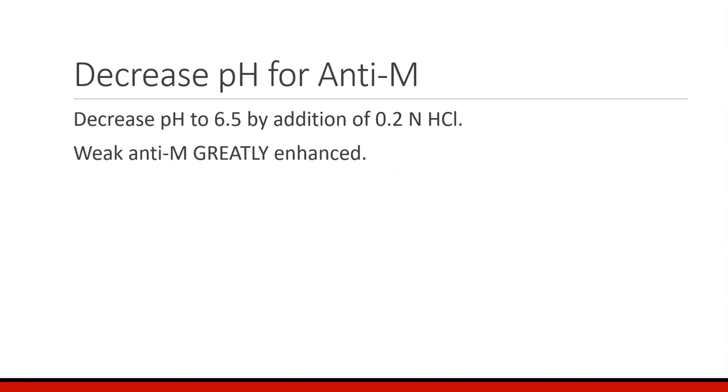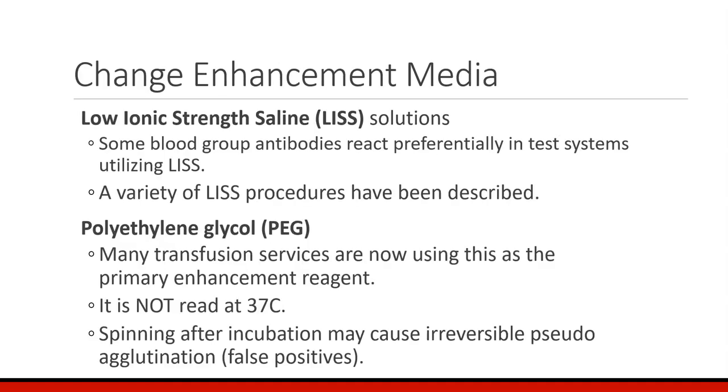For anti-M, decreasing the pH is an excellent tool. You want to decrease the pH to 6.5 by the addition of 0.2 normal hydrochloric acid. I want you to memorize that. Weak anti-Ms are greatly enhanced, and I told you my story. It went from a 1+ to a 4+. It was amazing. To enhance or increase the strength of reaction, maybe change your enhancement media.